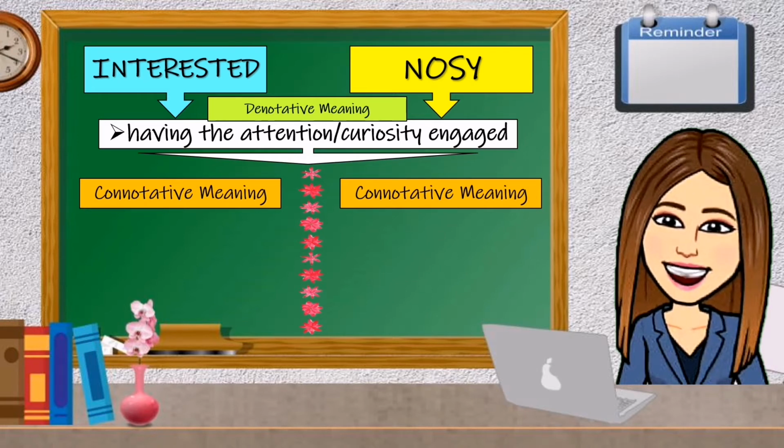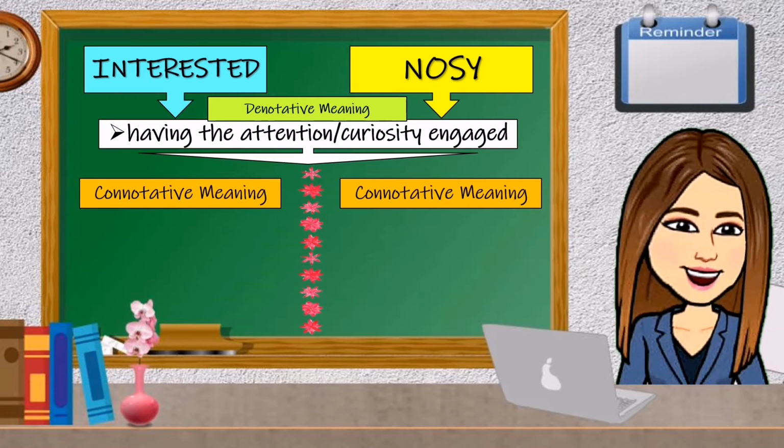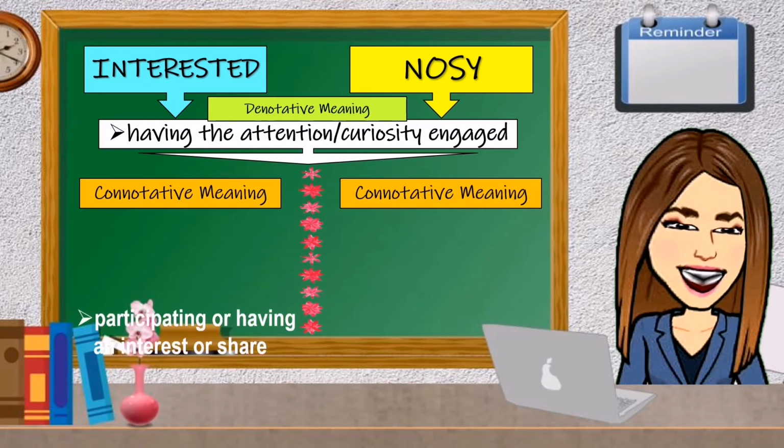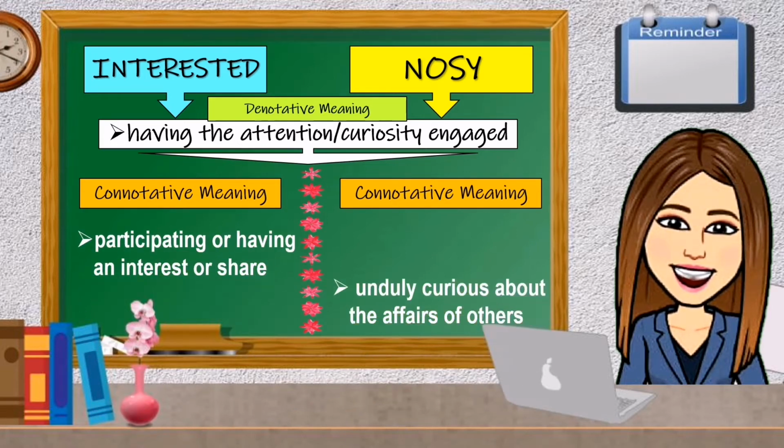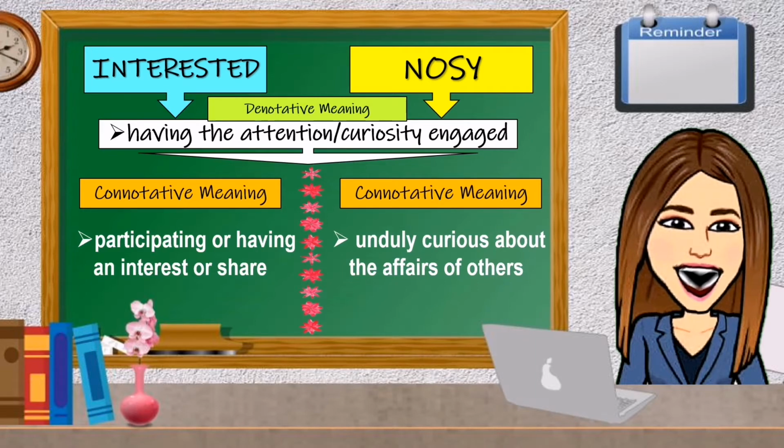So even though the two words might have the same denotation, they can have a different tone, a different connotation. And the connotative meaning of the word interested means participating or having an interest or share, while the connotative meaning of nosy means unduly curious about the affairs of others.